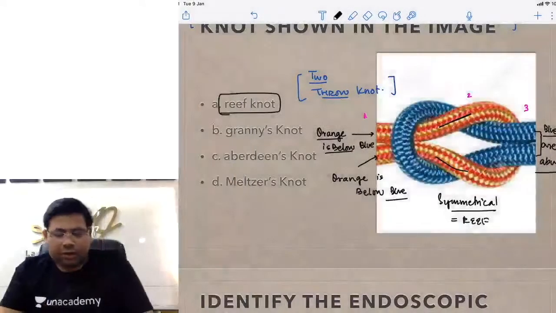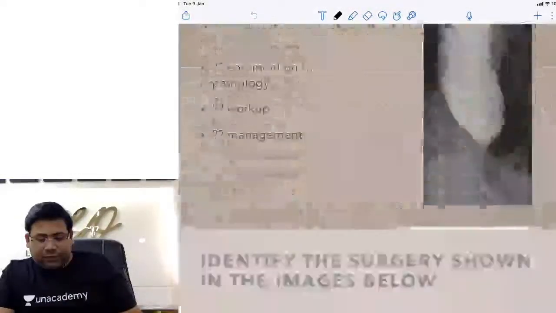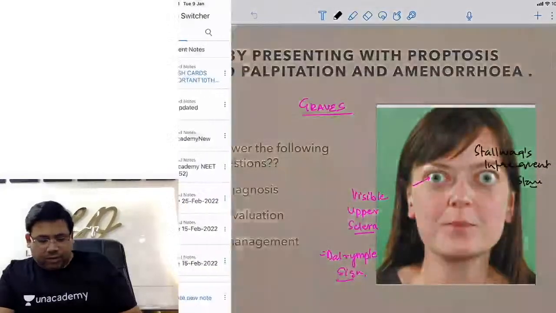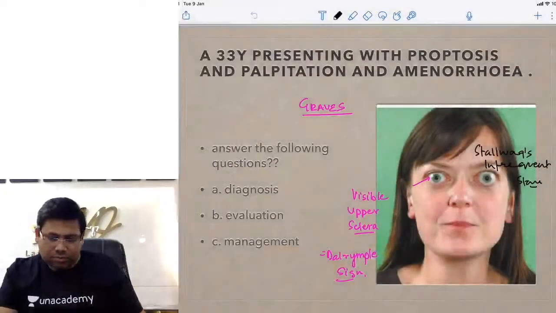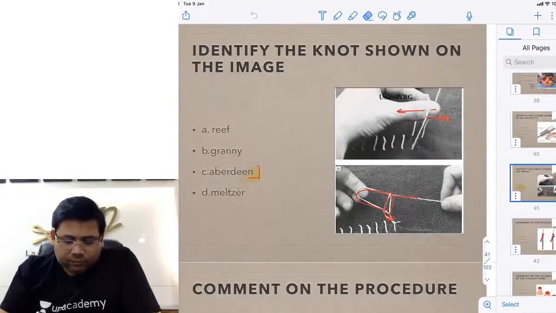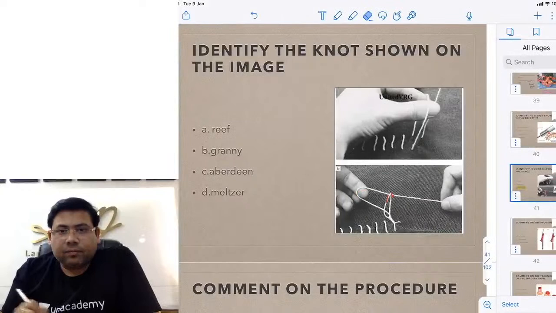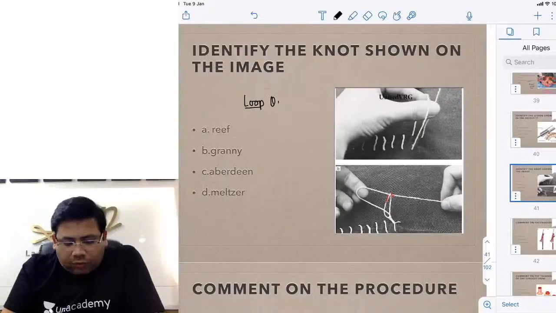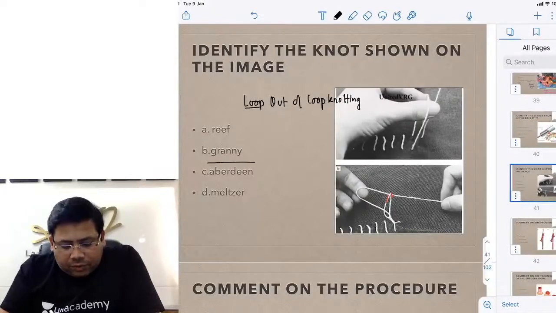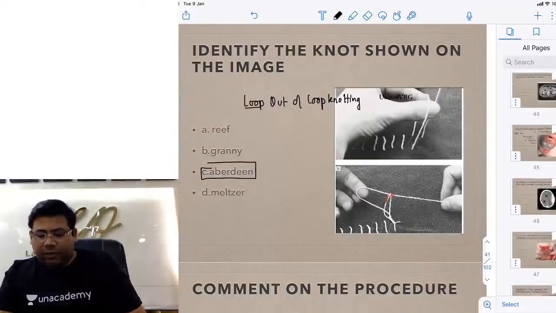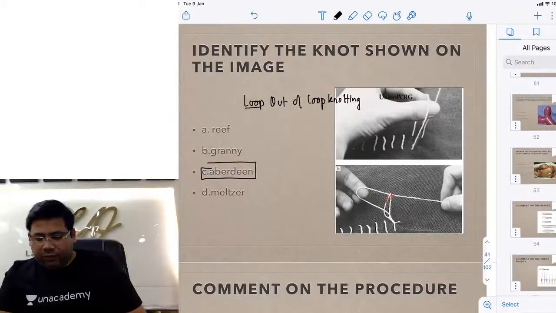Again, there are a lot of questions on the knots. So I'll discuss that question with you, just a minute. I'll ask that question on the knot and I'll show you. What is this pattern of knot? This is loop out of loop knotting. And this is what is known as Aberdeen's knot. Again, one more knot I will show you and I'll ask you.